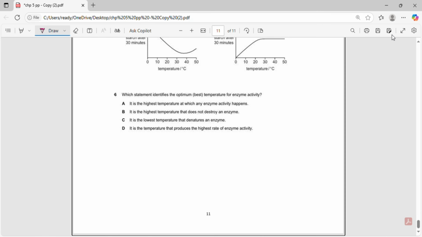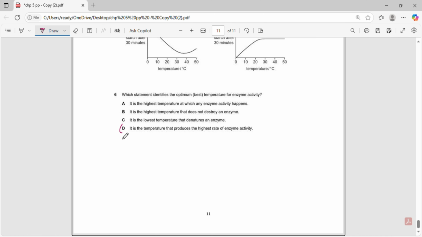And finally, we have an MCQ which says, which statement identifies the optimum temperature for enzyme activity? So, from all the options given, let's break it down. Now, in science, the term optimum refers to the best condition, in this case, temperature, at which a process or organism performs at its best. For enzymes, that means the temperature where the reaction rate is at its highest.